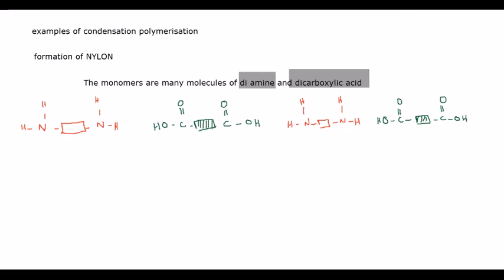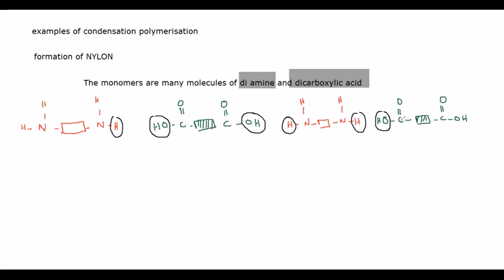So formation of the polymer, how does polymerization occur? Amine will lose its hydrogen. Carboxylic will lose its OH. So when H and OH are lost, what will it form? It will form water. Same thing, carboxylic acid will lose its OH and amine will lose its H.